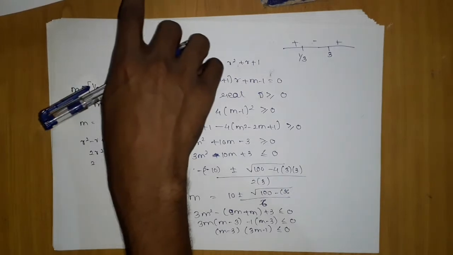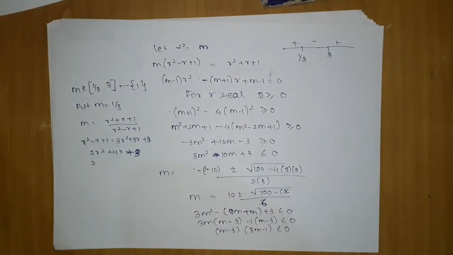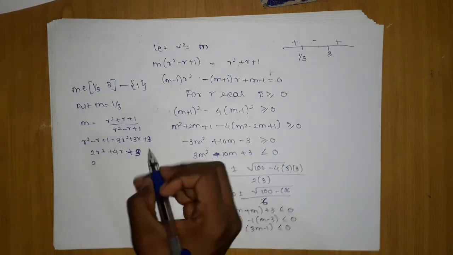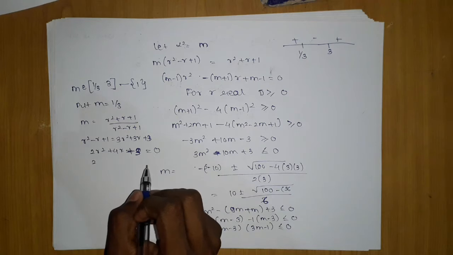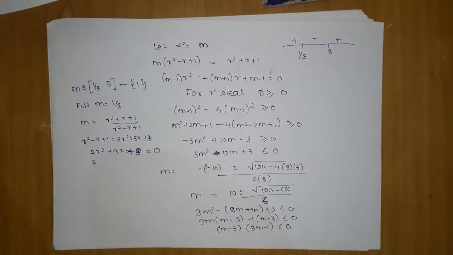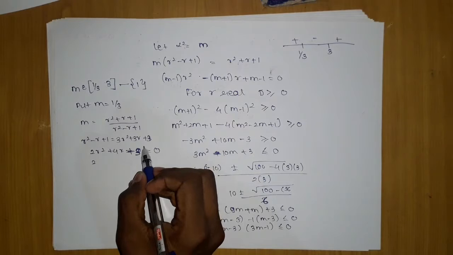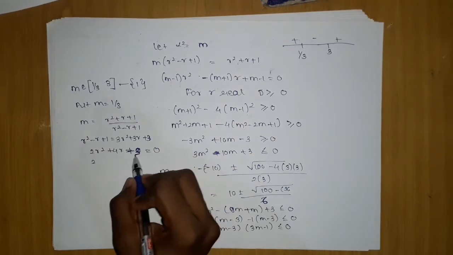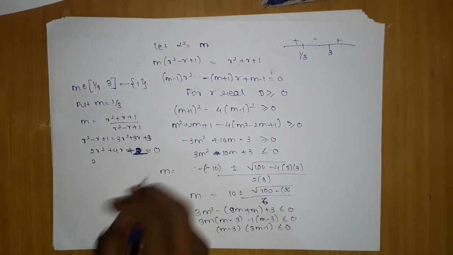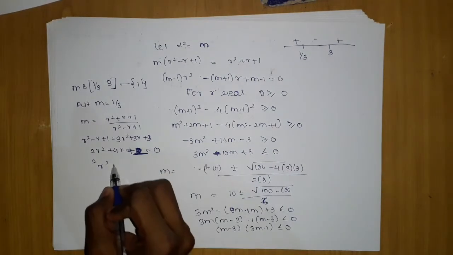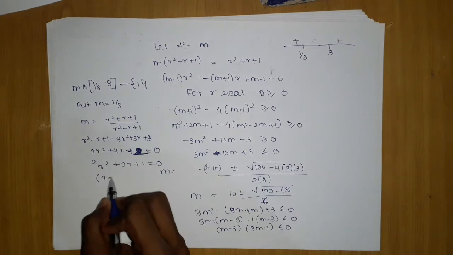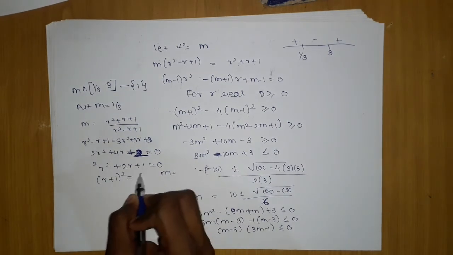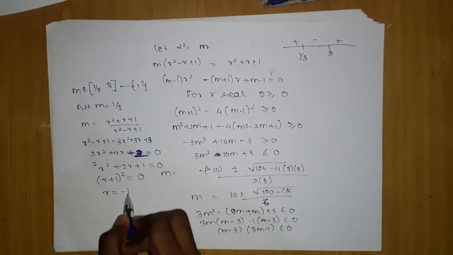Then r square minus r plus 1 goes to that side, giving plus 4r plus 3 equals 0. Here 3 minus 1 will be 2, sorry, this will be 2. Dividing by 2, we get 2r plus 1 equals 0, which is nothing but r plus 1 the whole square equals 0, which gives r equals minus 1.